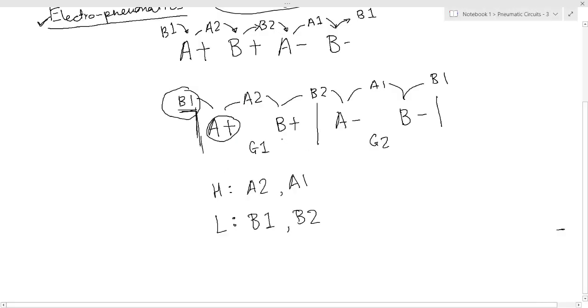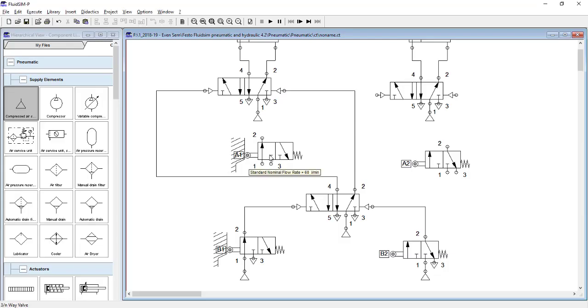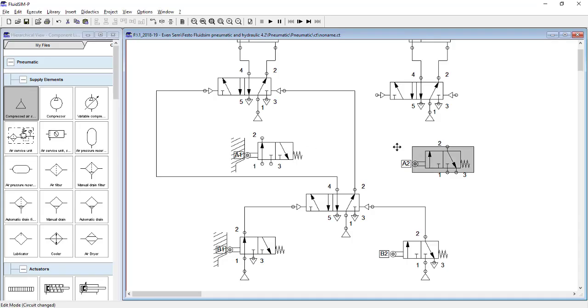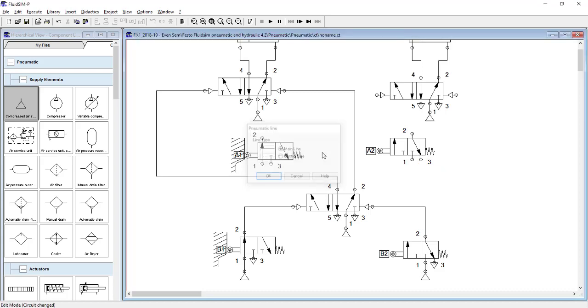Now, when should B plus take place? B plus is in group 1, so it will take air from group 1. But it should happen after the A2 limit switch is activated. So what will we do? A2 causes B plus. A2 is in which group? It is in group 1. So it will take air from what? It will take air from this line, right? So we'll connect it over here, right?